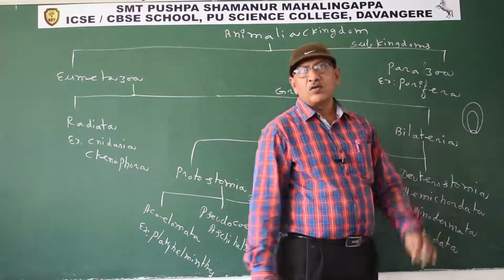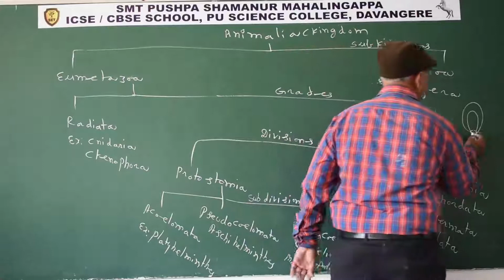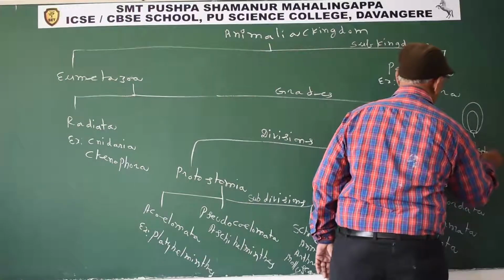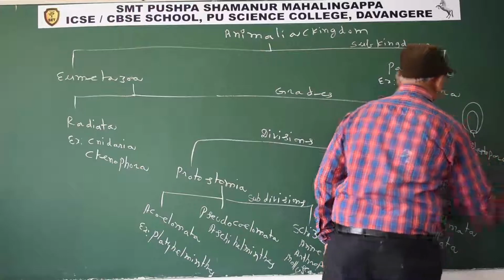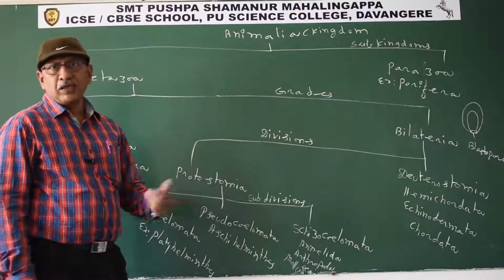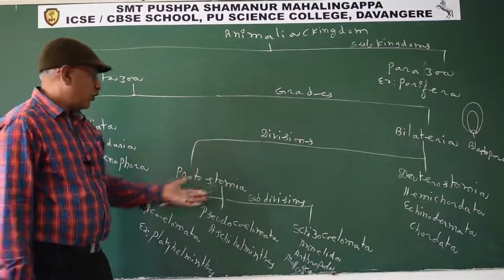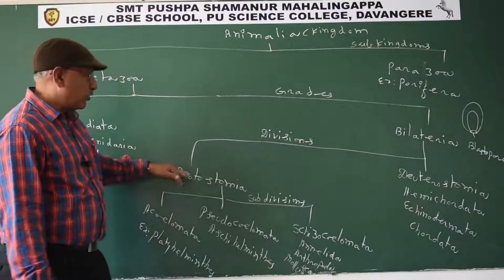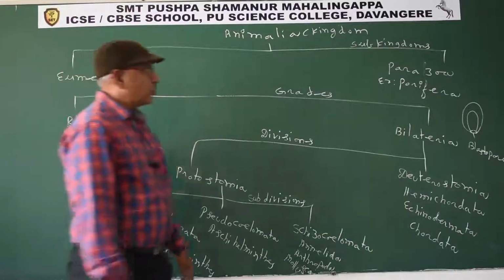The archenteron opens out through the blastopore. The blastopore is the first opening during embryonic development. If the blastopore develops into the mouth, they are protostomes. Protostomes are included in division Protostomia.